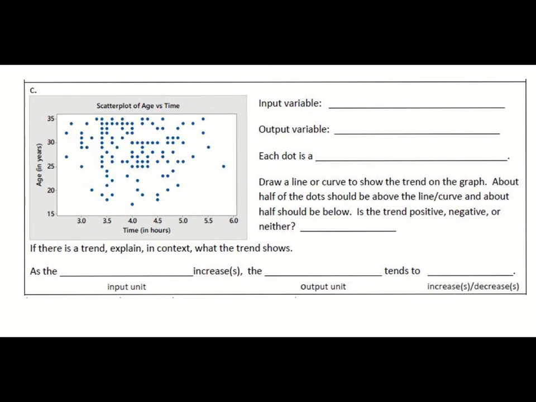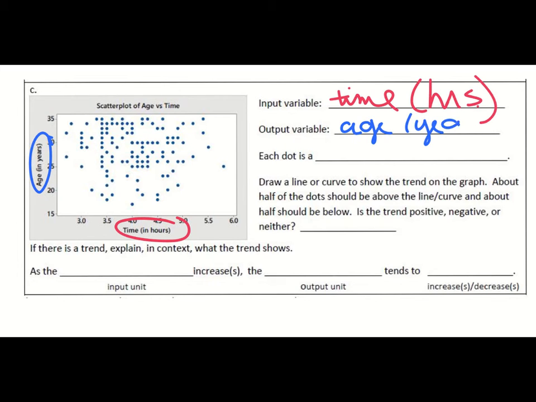Okay, so on this one, our input variable is time, and that's in hours. Our output variable is age in years. And each dot, we didn't really specifically say what this was. We're just basically going to say this is a person. We don't know if this is people or animals or whatever it is.